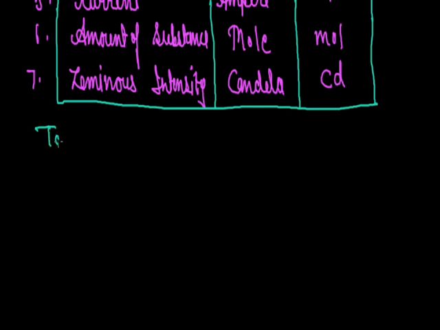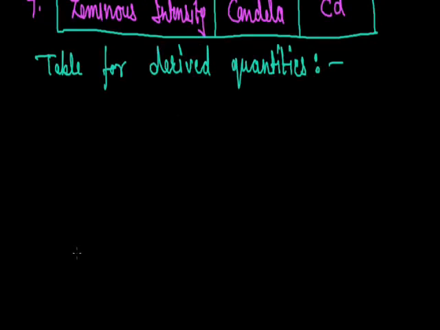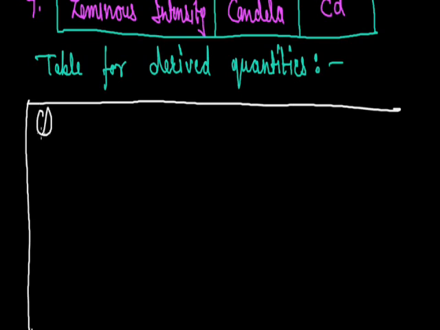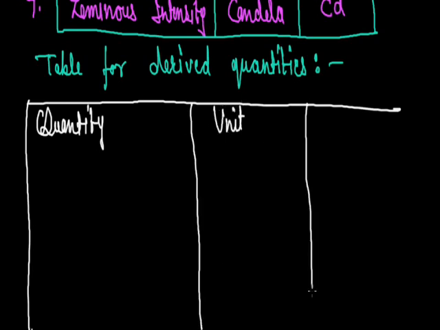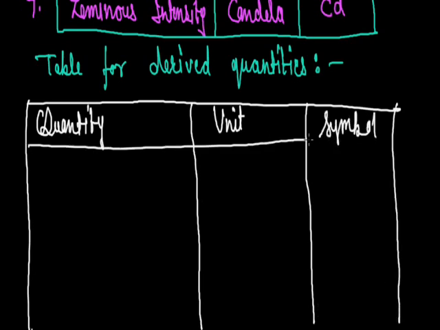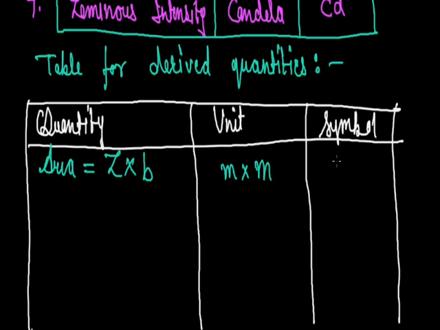Next, the table for derived quantities in the SI system. First column is physical quantity, second column is unit, third column is symbol. First quantity is area. As we know, area is given by length into breadth, and in the SI system length is measured in meter, so its unit will be meter into meter, and in symbolic form we can write it as meter square.